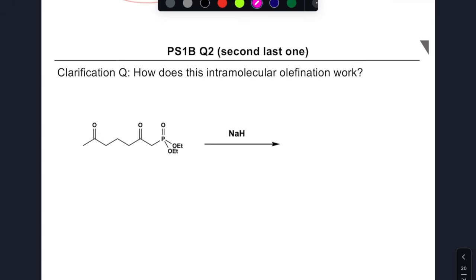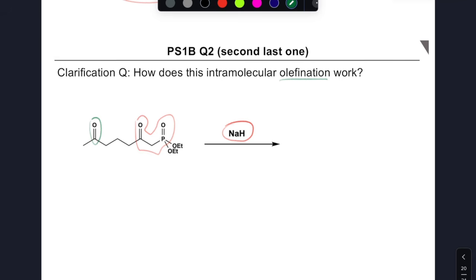So for this question, we're asked to react this molecule. All you have is what you see here. You're using a sodium hydride as a base. You should recognize this center is kind of like an HWE reagent, and over here we have a carbonyl. So this is an intramolecular olefination reaction. So we're making a carbon double bonded carbon.